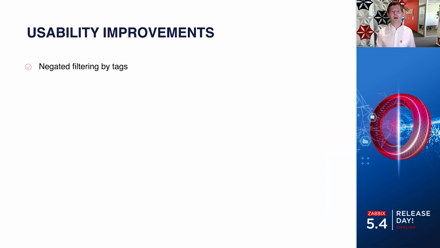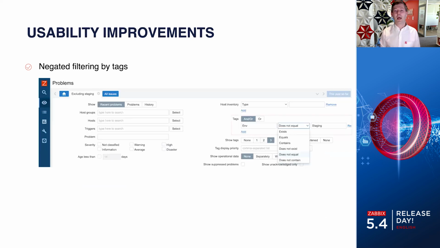What else? Another small feature, but very, very useful. It's negative filtering for tags. So now you may go, for example, to monitoring problems, and you can say, all right, I would like to see all problems which are not from my staging environment. If it's production, it's okay. Maybe it's some testing environment, it's okay, but I don't want to see any problems for my staging environment.